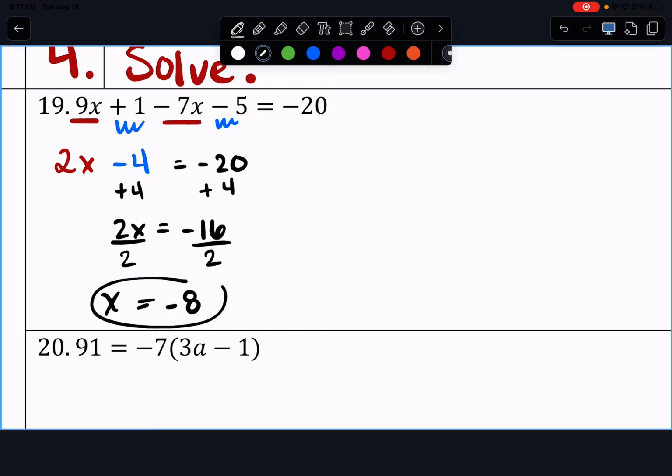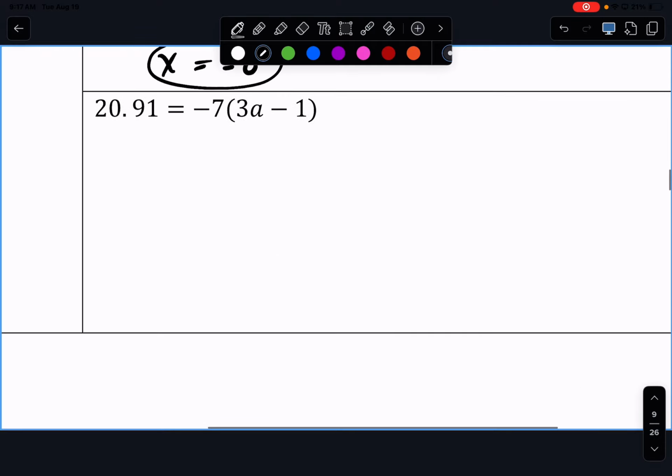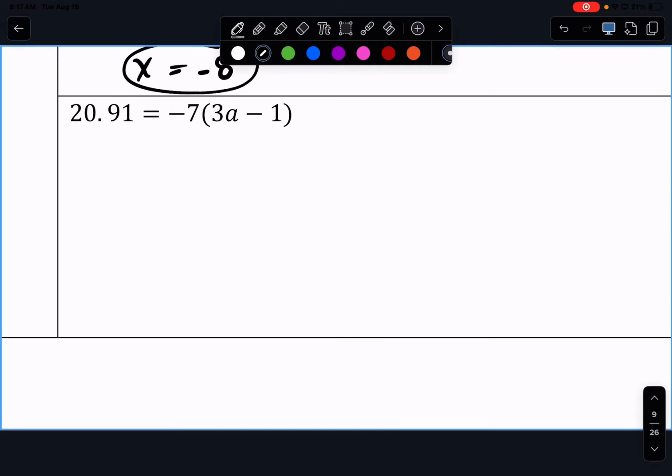All right. For 20, does anything happen with that 91? No. So we're just going to bring it down. So we get 91 equals, but what is happening with that negative 7? So we're going to do negative 7 times 3a to get. What else do I need to do with that negative 7? Negative 7 times negative 1 is?